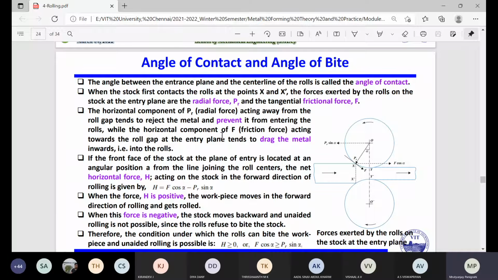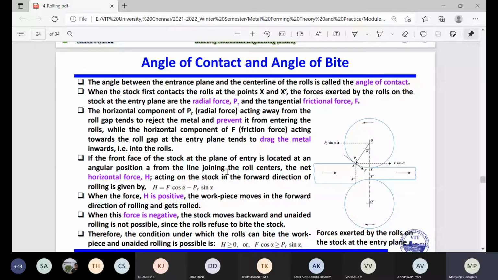While the horizontal component of F friction, acting towards the roll gap at the entry plane, tends to drag the material. So this F force, the horizontal force, will act to drag the material from the left-hand side to the right-hand side. So there are two meanings: one is it will make an obstacle or hindrance there, or the second one, it will try to drag the material from one side to another.